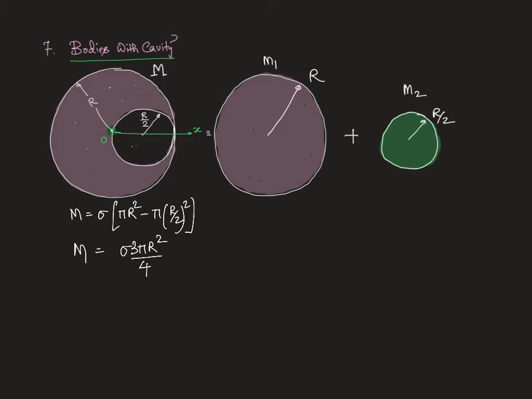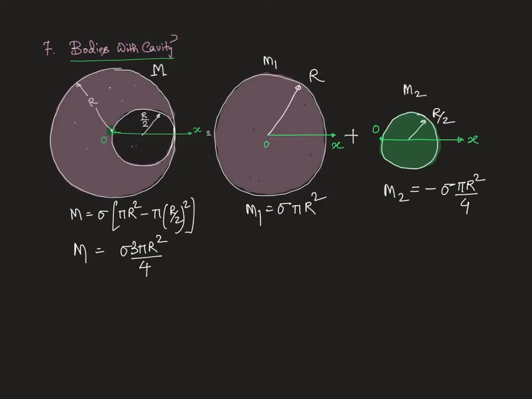Yeah. So what is m1 equal to? So m1 is sigma pi r square. So m2, this is a special concept we use for these cavity problems, that is negative mass. So that is minus of sigma into pi r square by 4. Now the x-axis stays where it is. So that is x-axis, this is a 0, and for this also this is x-axis and this is a 0, right? That is how you have to superpose.